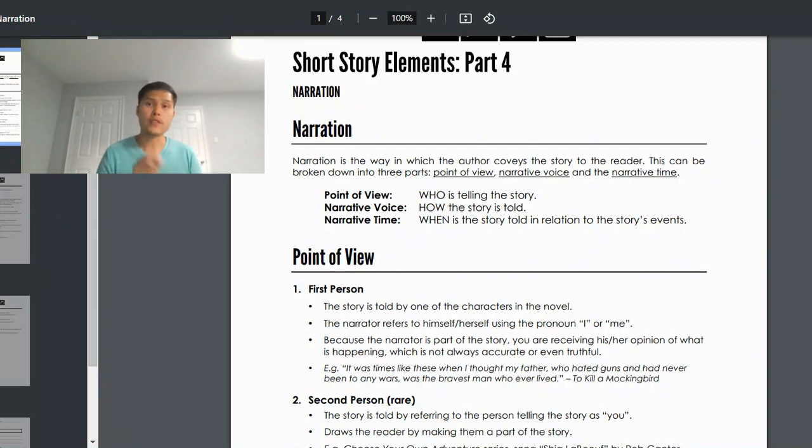Narration is the way in which the author conveys the story to the reader. This can be broken down into 3 parts: point of view, narrative voice, and narrative time. Point of view: who is telling the story? Narrative voice: how the story is told. Narrative time: when is the story told in relation to the story's events?